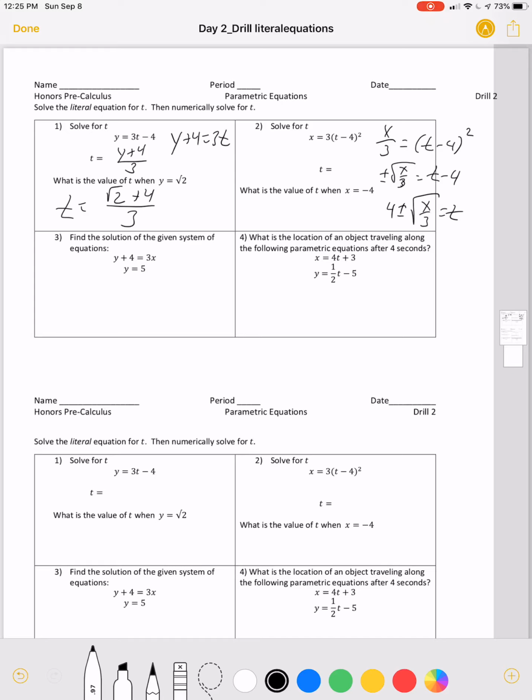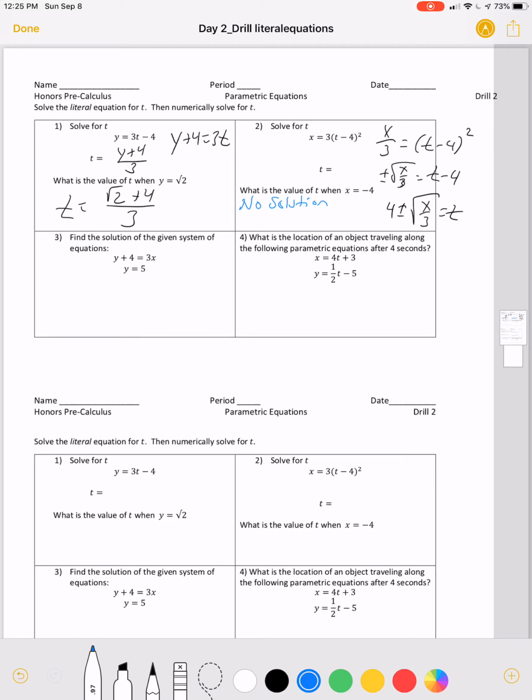And then when x is negative 4, so we have an issue. If I plug negative 4 in for t, I'm sorry, when x is negative 4, I apologize. When we plug negative 4 in for x, we're now trying to take the square root of a negative number, which we know in the real number system does not exist. So if you had said no solution, you would be correct. At least that is no solution in the real number system.